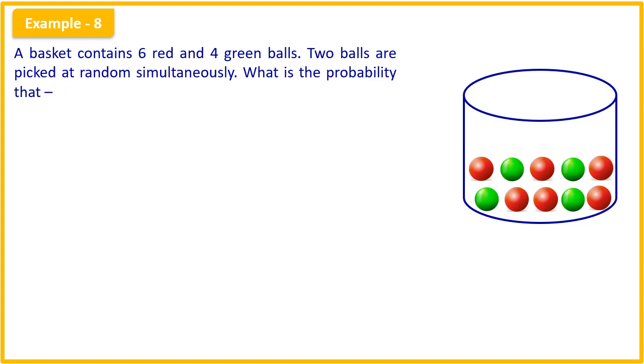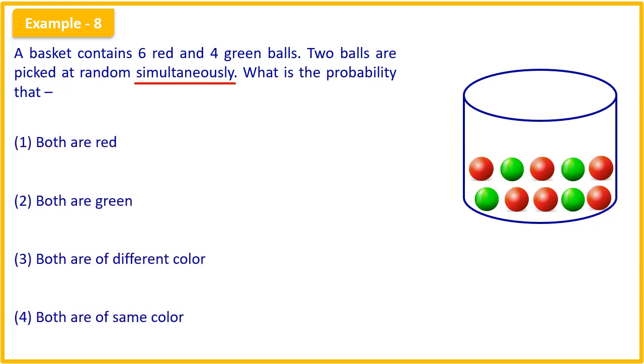Example 8. A basket contains 6 red and 4 green balls. 2 balls are picked at random simultaneously. What is the probability that? Well, I will put 4 questions in front of you, but I will underline here the word simultaneously, because these balls are picked together. The first question is both are red, second is both are green, third is both are of different color, and fourth is both are of same color. Let us go with the first part.